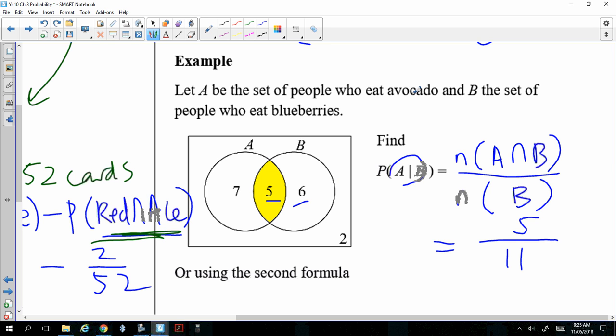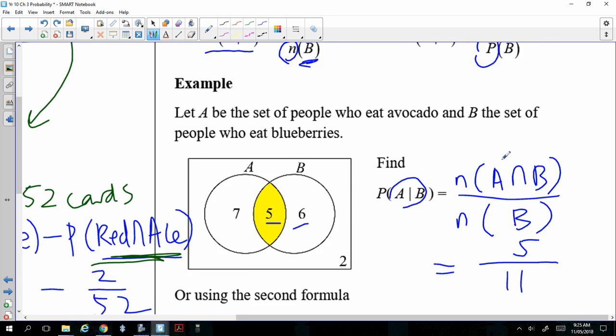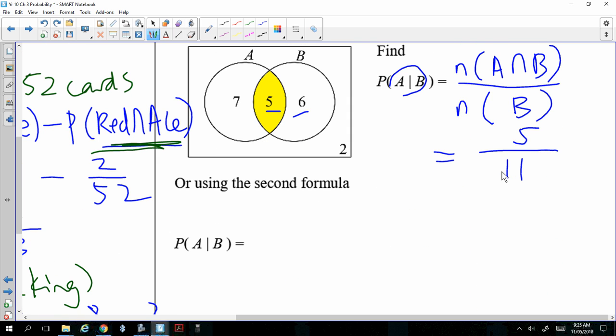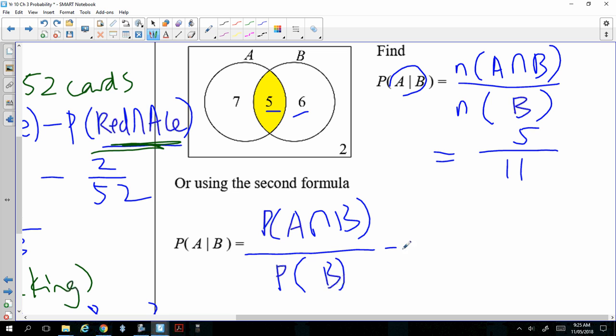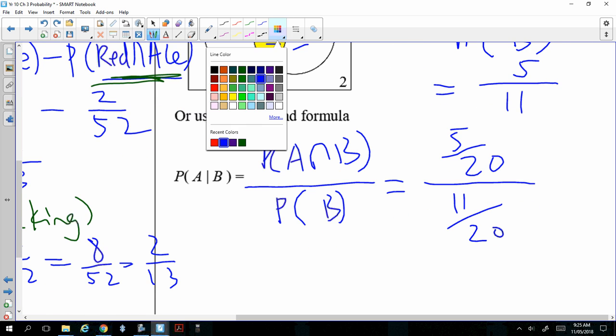We can also use the second formula, which is the one on the top here. You can change the n to probability. Sometimes this could be useful due to the information you were given. So you get the same thing. The probability of B is 11 out of how many altogether? 5 plus 6 is 11, plus 3 is 14, plus 6 is 20, right? It's out of 20. And then there are 5 out of 20 in both. If you divide them, the 20 cancels. That's why it works. So the answer is going to be 5 out of 11 as well. Okay, so there are 2 ways to do that.